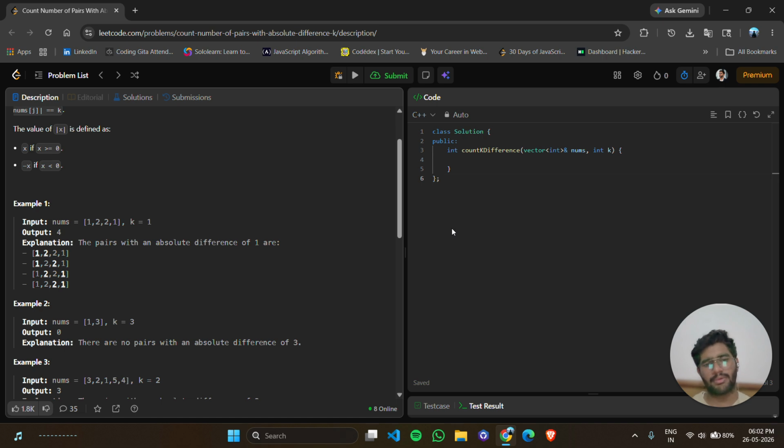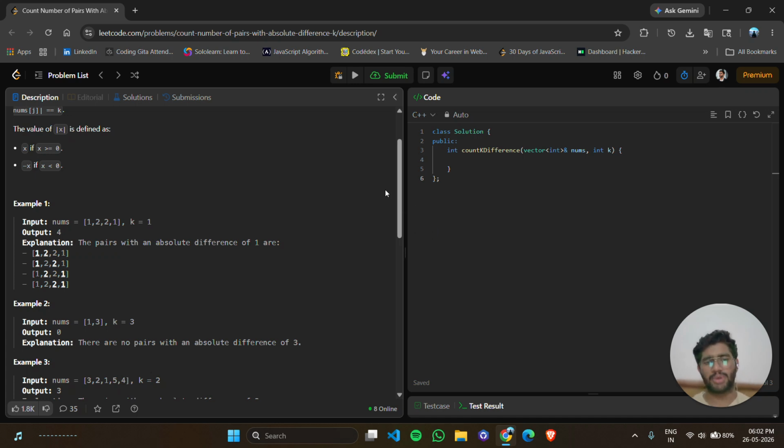So what will be a brute force idea? One approach: check every pair, calculate absolute difference, count valid pairs. This works, but time complexity becomes O(n squared). So what will be our optimized approach? Since constraints are small, brute force is acceptable, but we can still discuss HashMap or frequency optimization. Why HashMap? Because we can quickly check whether current number plus or minus k exists or not.